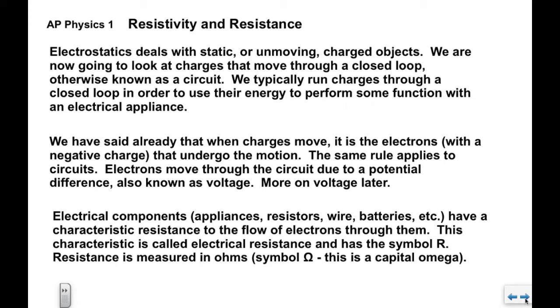Now, electrical components, appliances or resistors, wire and batteries, they have a characteristic resistance to the flow of electrons through them. This characteristic is called electrical resistance and has the symbol capital R. Resistance is measured in ohms. It uses this symbol here. It's capital omega in the Greek alphabet.